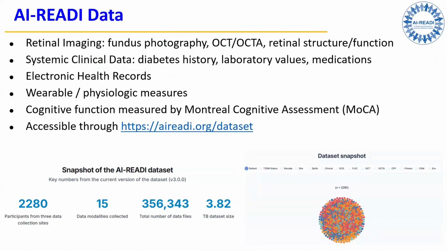One unique feature of the AI-READI database that I feel is really useful for ophthalmology research is that they have rich image data, including fundus photos, OCT, and OCTA. They also have very complete systemic clinical data and wearable physiological measurements. Another feature I really like is that they have cognitive function measured by the MoCA score, which we take advantage of in our research.